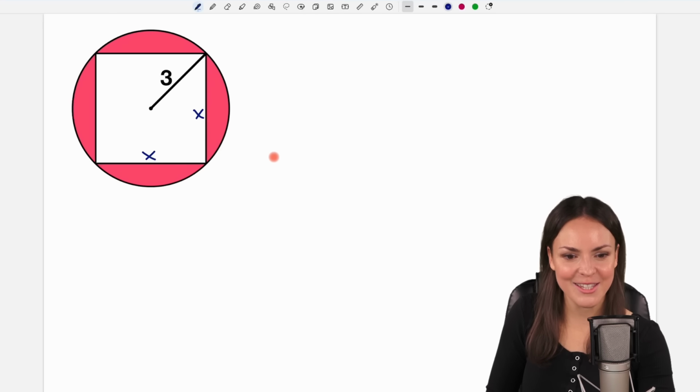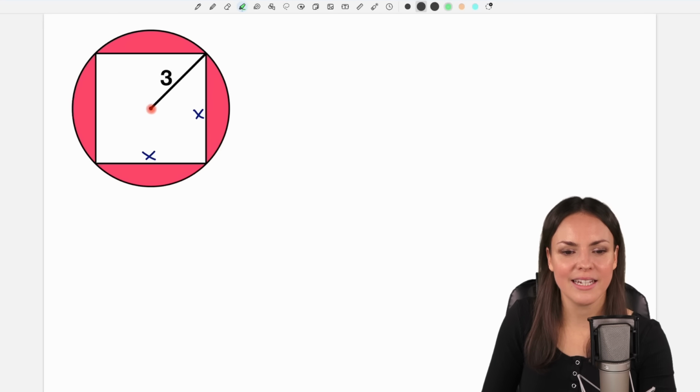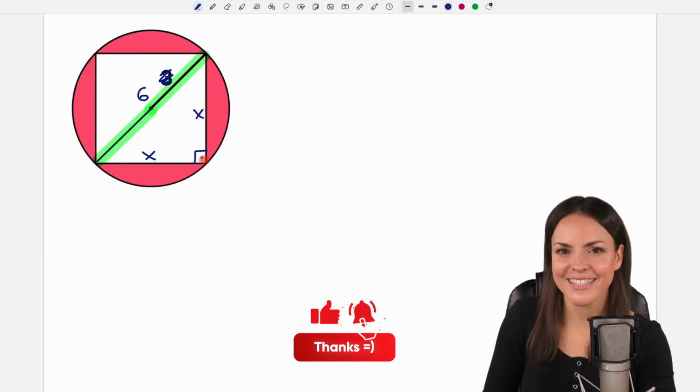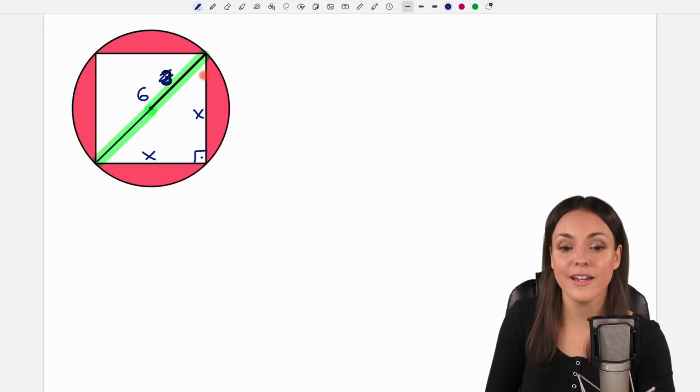We don't have it yet, so let's try to find the length of x. We only know that the radius is of length 3, but the radius is also part of the diagonal through our square here, and the radius is half of the diagonal, so the length of the diagonal would be 3 times 2, so it would be of length 6. Now we've built a right triangle here, because of the square, and we can use the Pythagorean theorem to find out the length of x.